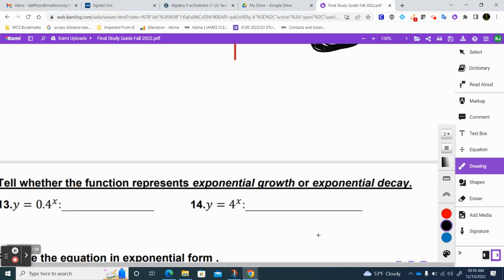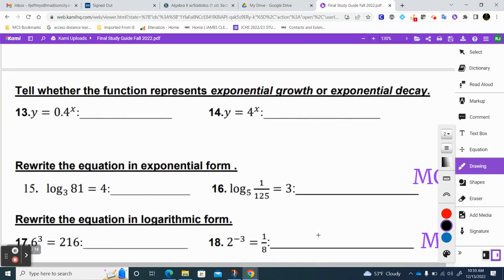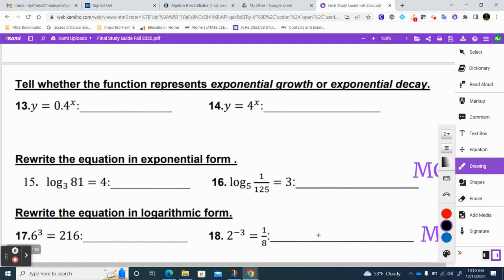All right. So this one is kind of like a multiple choice. You actually will circle growth or decay. Okay. It's decay if this, because remember, this is y equals a b to the x. Okay. If b is between 0 and 1, it's decay. If b is greater than 1, it's growth. Okay.